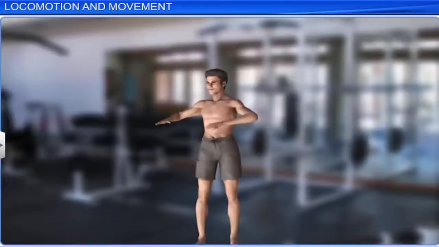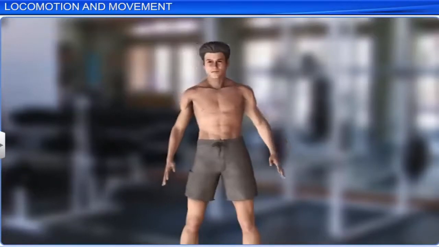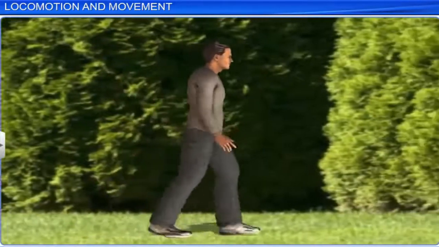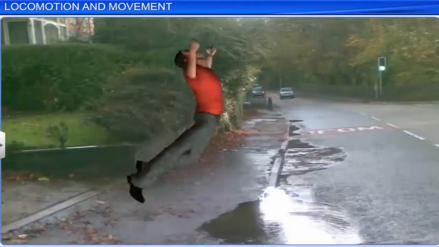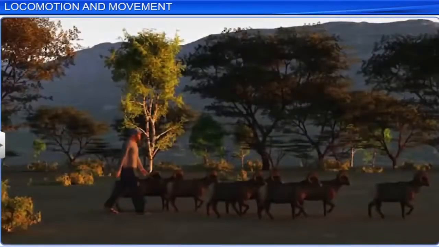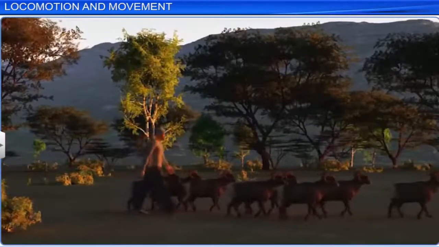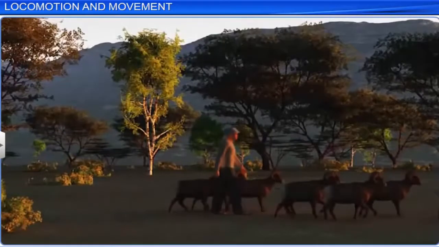you can bend, stretch, walk, run, and jump. Similarly, all other living organisms exhibit movement, which is one of their characteristic features.